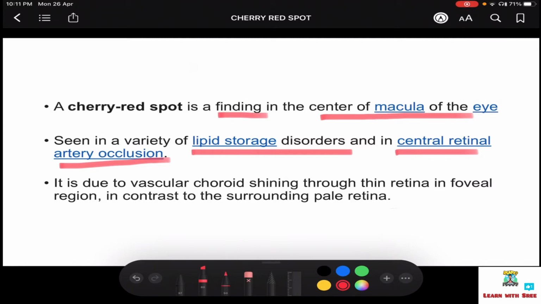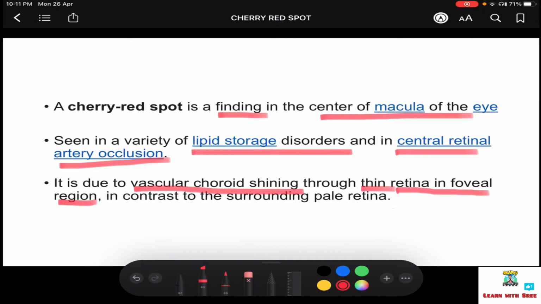Now coming to the definition part. In the definition, you have to keep in mind three important points. One is the retina in the foveal region is thin. And through that thin retina, we are able to see the vascular choroid shining. So, I will repeat the first two points once again. The retina in the foveal region is thin, and through the thin retina, we can see the underlying vascular choroid. This vascular choroid is seen as a cherry spot.